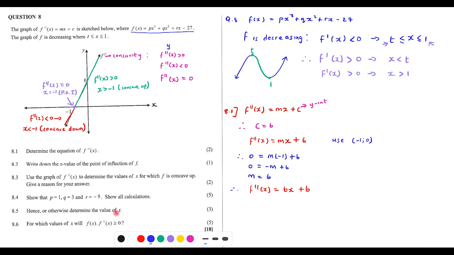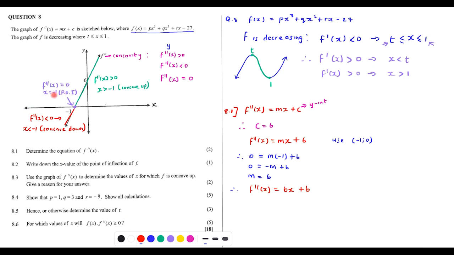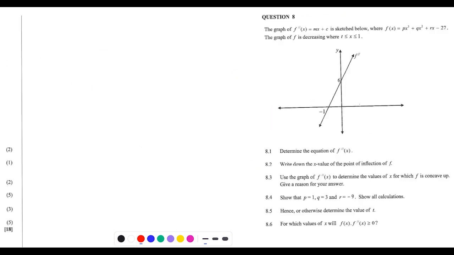All right, so now let's go ahead and look into the second question. The second question, 8.2, says write down the x value of the point of inflection of f. Point of inflection is when the second derivative is 0, and as you can see, we've already mentioned that at x equals -1, that's where we have our point of inflection.